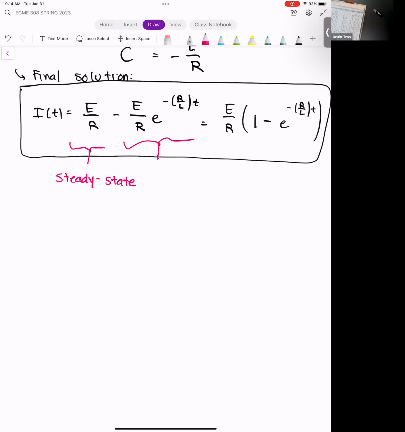Whereas that other term, the minus E over R e to the minus Rt over L, we essentially solve for this from the initial condition. So you can backtrack through our solution method, through our example, to find that that's true. So this is called the transient.